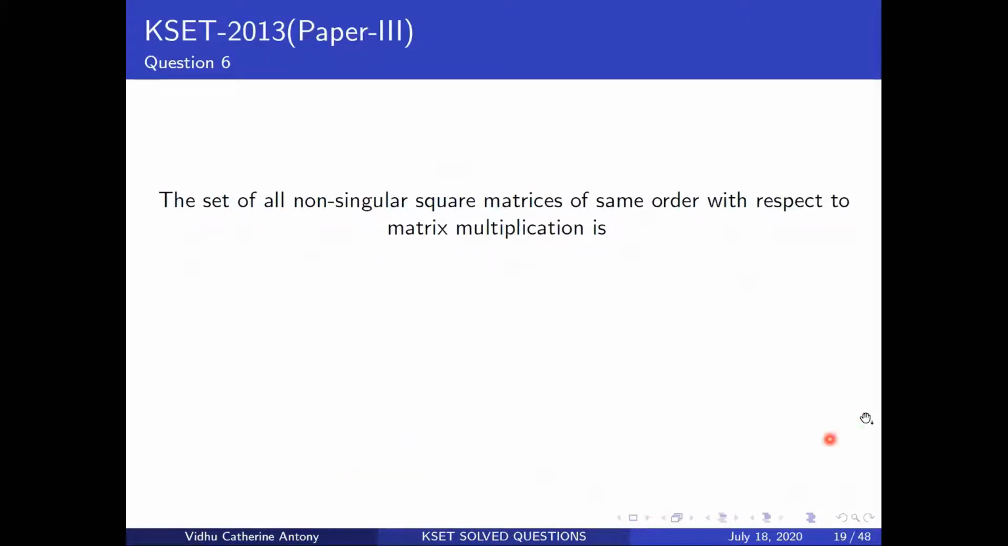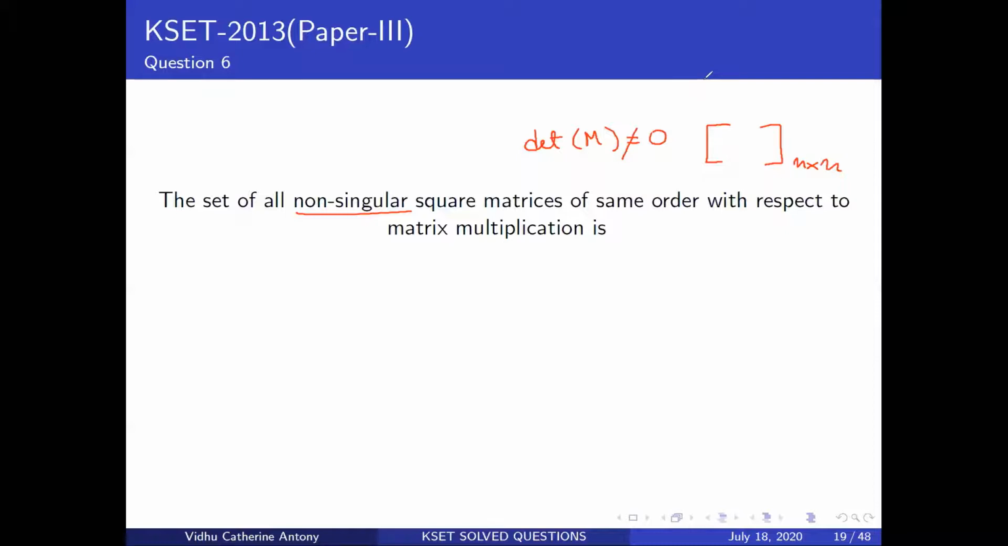Now let's move on to question number 6. The set of non-singular square matrices of same order with respect to the matrix multiplication. Let's read it again. The set of all non-singular square matrices. What do you mean by non-singular? What do you mean by singular? Singular basically means the determinant of your matrix is equal to 0. Non-singular means the determinant of the matrix is not equal to 0. And you're looking at square matrices, so you basically have the same order n cross n, with respect to matrix multiplication.